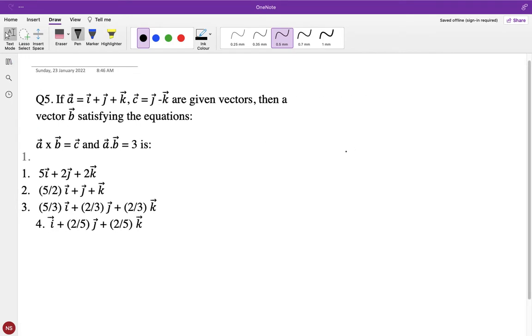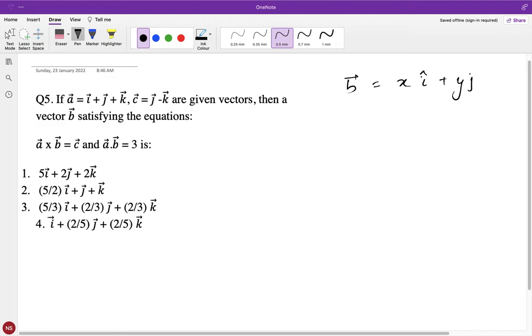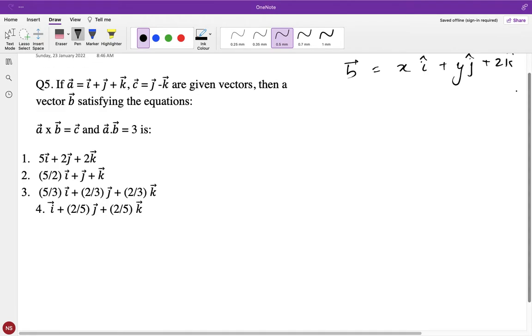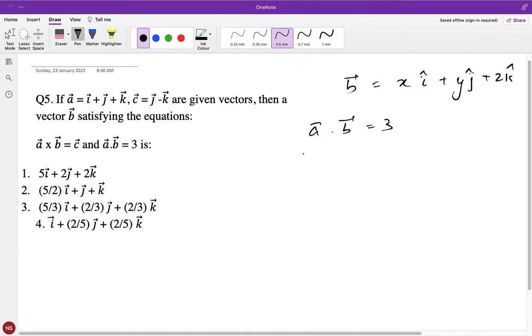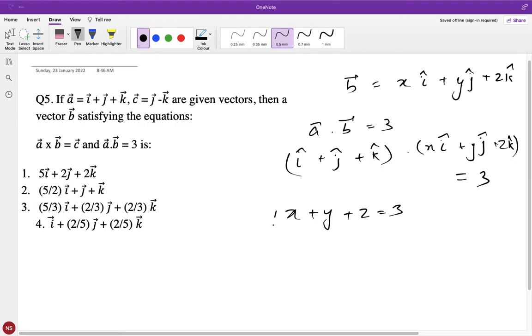That's it. Now this question, fifth: vector A is given, vector C is given. Then you have to find out vector B which satisfies these given equations. So if I assume that vector B is xi plus yj plus zk, first equation, let us see, A dot B is equal to 3. A is i plus j plus k, right? So what will be the dot product of these two? i plus j plus k dot xi plus yj plus zk is equal to 3. So that is x plus y plus z is equal to 3. This is the first equation.